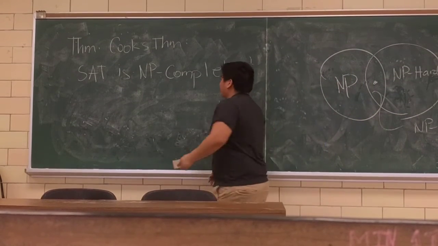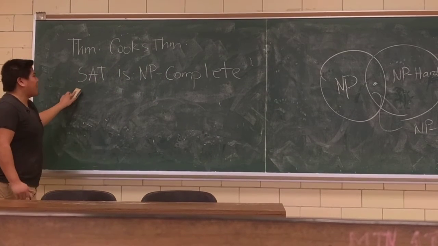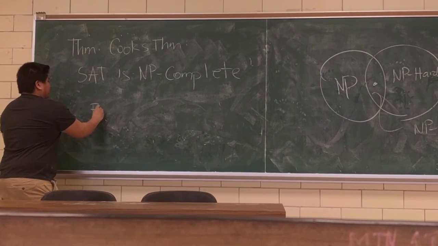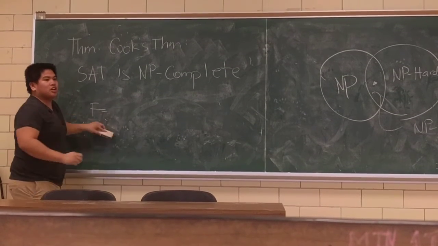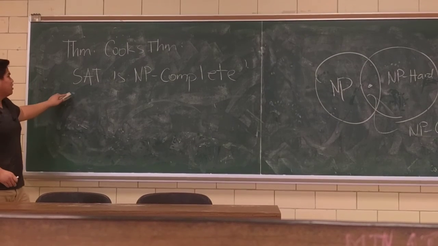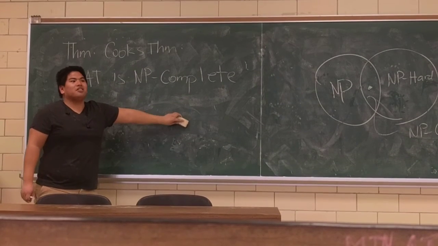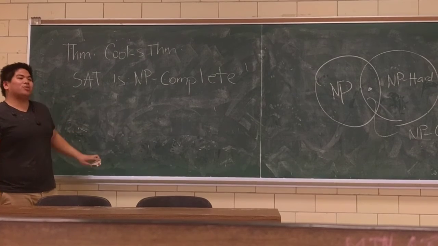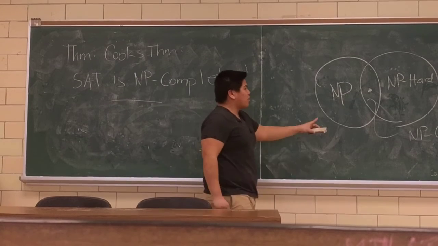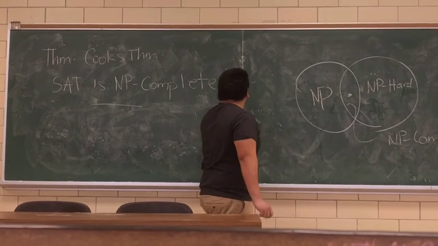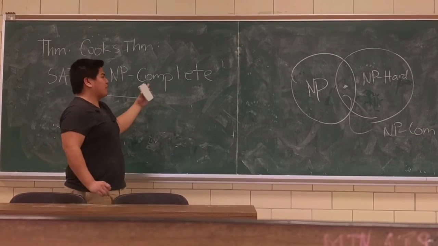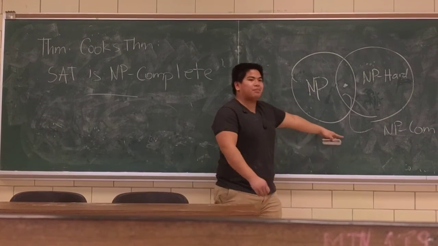But thanks to good old Cook, you prove that SAT, which is what I showed you, that given a formula F, a bunch of Boolean statements, can the inputs be set such that it's true? SAT is NP-complete. The proof is too hard for us, so we don't have to know it. But this is an important result, because if this is solvable in polynomial time, then we can prove P equals NP. So now we have at least one problem in NP-complete.